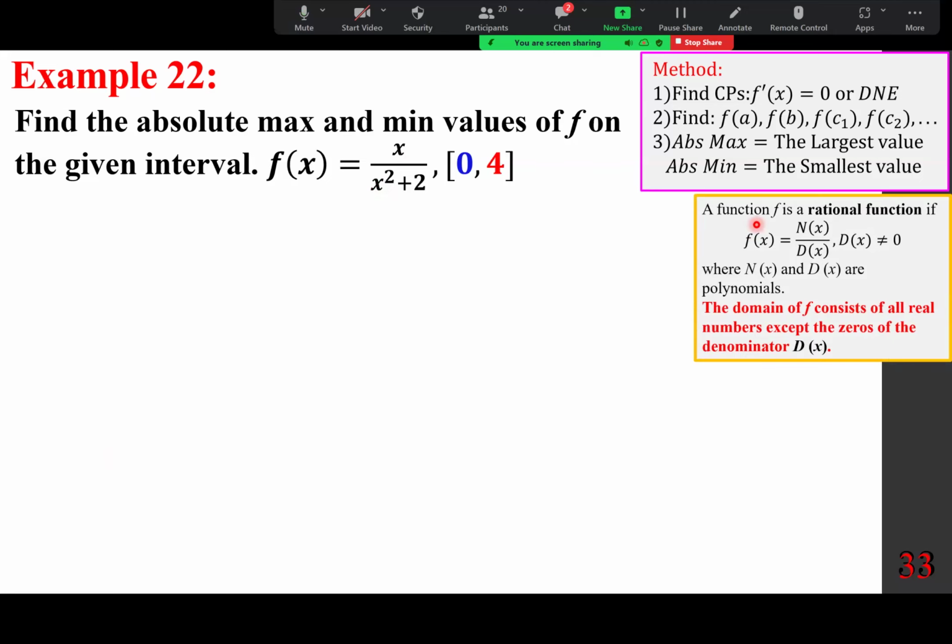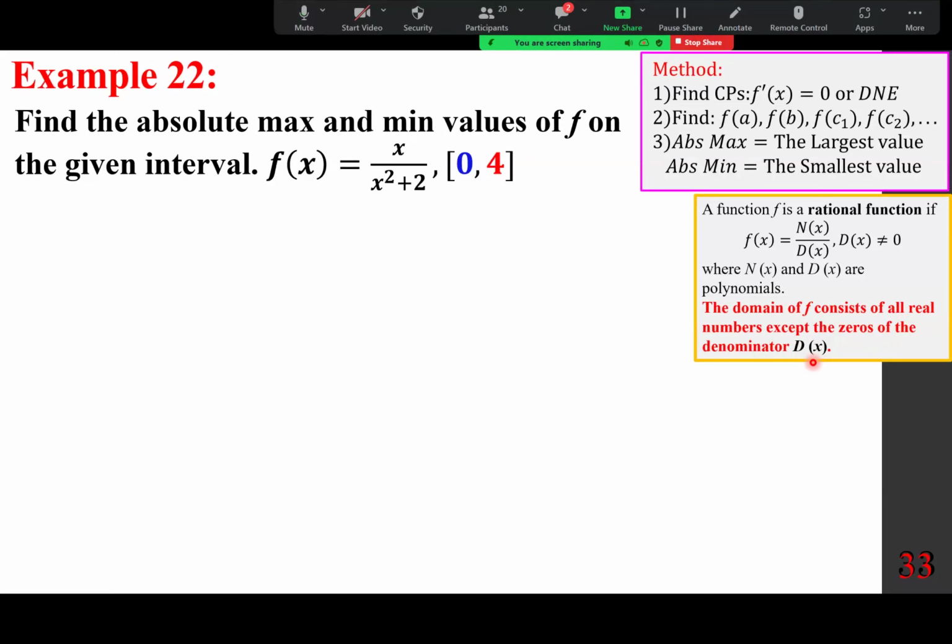So a function f is a rational function if f of x is in the form of n of x over d of x. d of x can't be 0, and n of x and d of x are polynomials. They both must be polynomials. The domain of f consists of all real numbers except the zeros of the denominator d of x. In other words, set the denominator equal to 0, exclude that, and that becomes your domain.